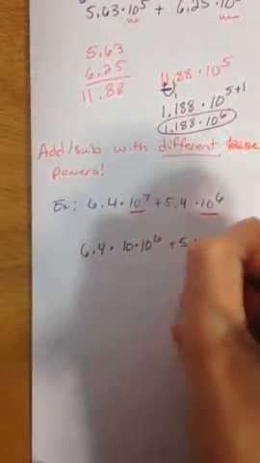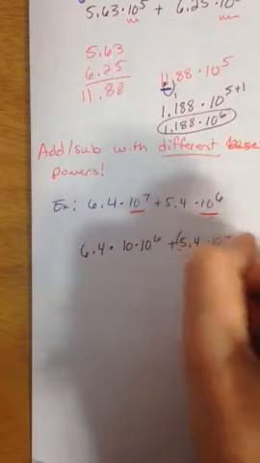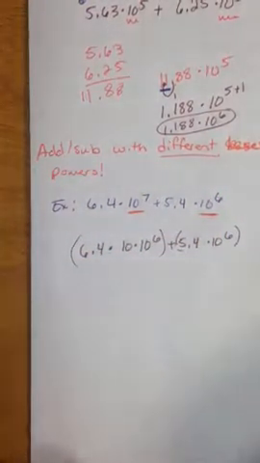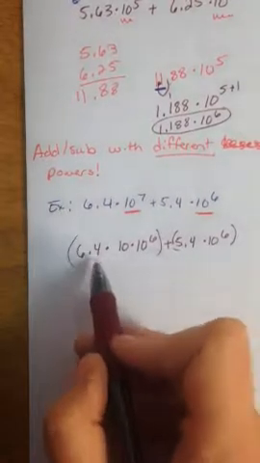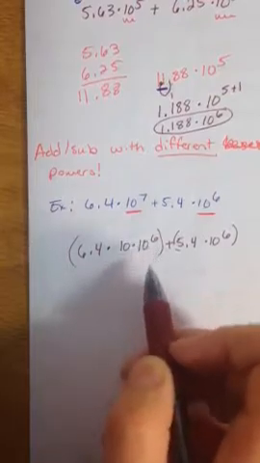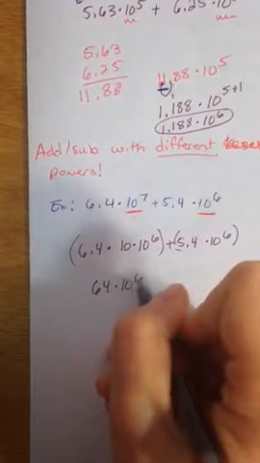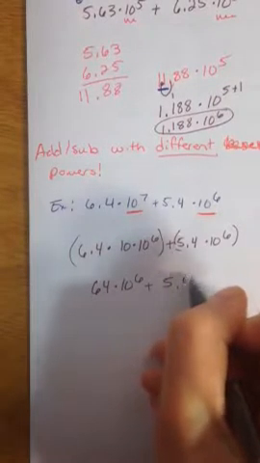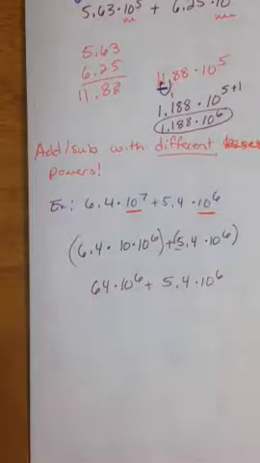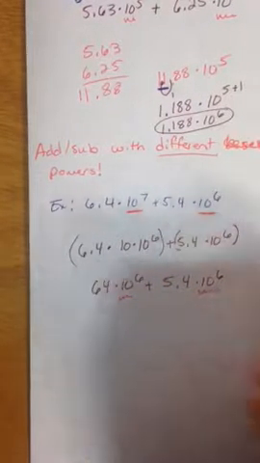I'll just bring this 5.4 times 10 to the 6th along for the ride. I'm going to put these in parentheses so you can see what's together and what's not together. So now 6.4 times 10, because I wanted something times 10 to the 6th. 6.4 times 10 is just 64, and I bring down that 10 to the 6th, plus 5.4 times 10 to the 6th. Now I do have the same exponent power. So now they're both 10 to the 6th.